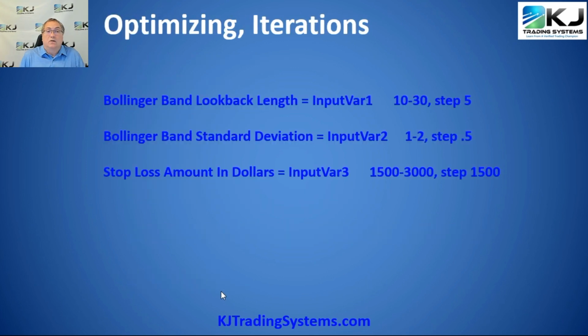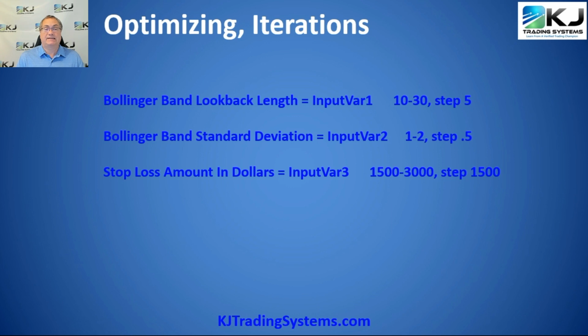Okay, so talking about optimizing and doing iterations, because that's always part of good system development. The trick is obviously not to do it too much. We have our Bollinger Band look back length. I'm going to go from 10 to 30, so that's kind of like a medium term length, in steps of 5. The Bollinger Band standard deviation, which is one of the inputs to a Bollinger Band calculation, I'm going to go from 1 to 2. And then the stop loss amount in dollars, I'm going to go from $1,500 to $3,000.